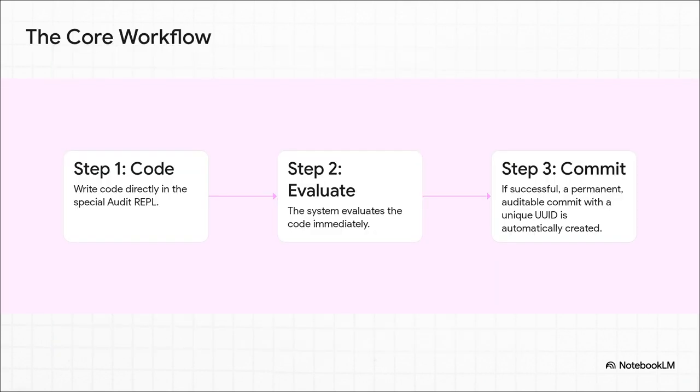So what does this actually look like for you, the developer? Well, it's remarkably simple. You write a function in a special interface called an audit REPL. The system tries it out. If it works, a permanent auditable commit is created instantly and automatically, complete with its own unique ID. Failure is never recorded. Only success becomes part of your history.